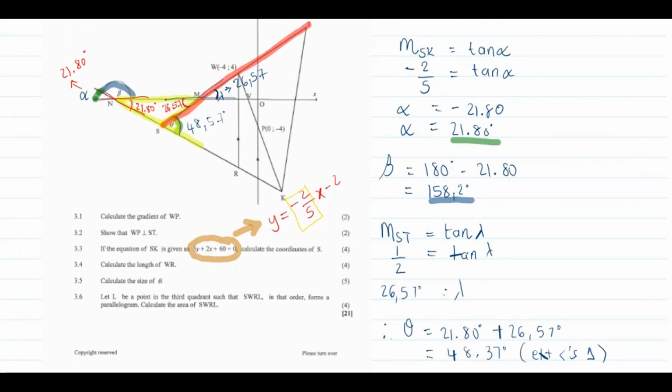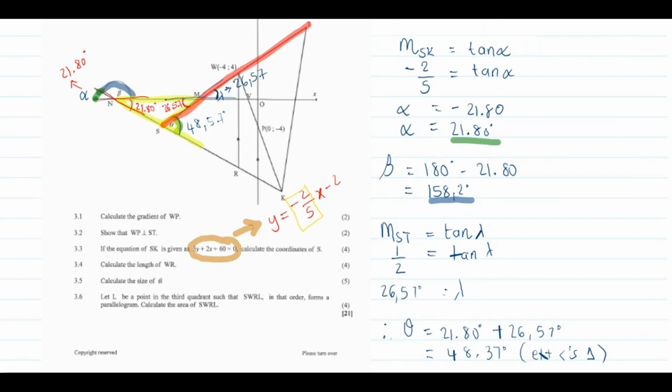We know the rule in terms of the inclination of a line: that angle can be calculated by taking the gradient of the line SK and making it equal to tan of the angle you're looking for. So for SK, we said the gradient was -2/5, and that is equal to tan of angle alpha. From there, we found that our angle alpha is equal to 21.80. Then we also had to calculate our angle beta.